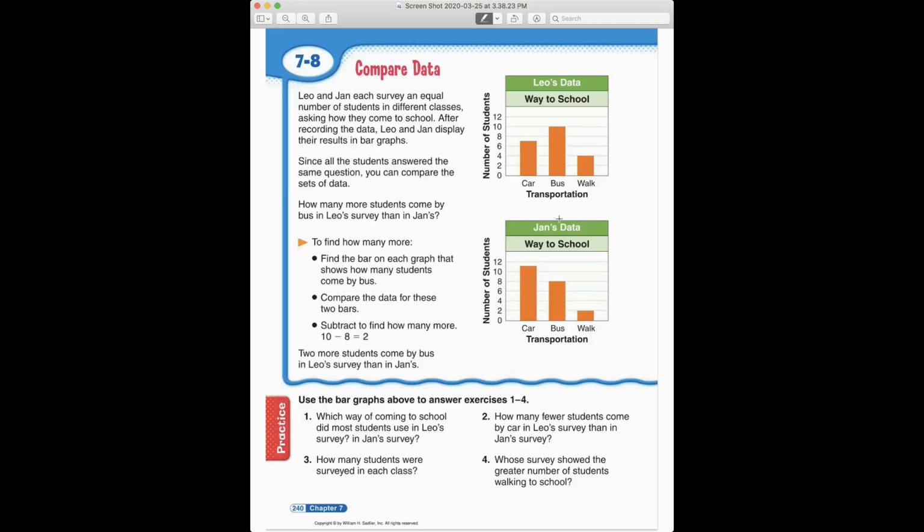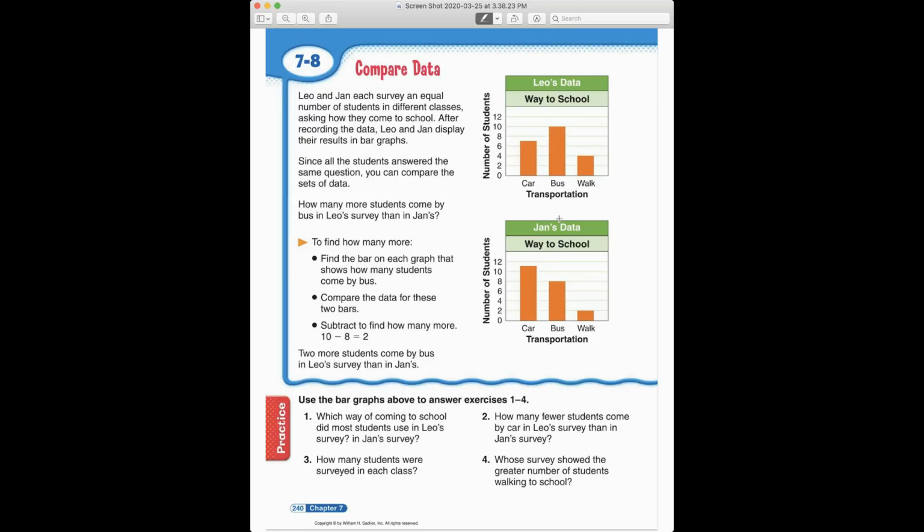Hi, third grade. For today's lesson, we are going to be comparing data that we are given from two different surveys. So we're going to start on page 240. Make sure you're looking at that page in your book. And we're going to work through the sample at the top first.